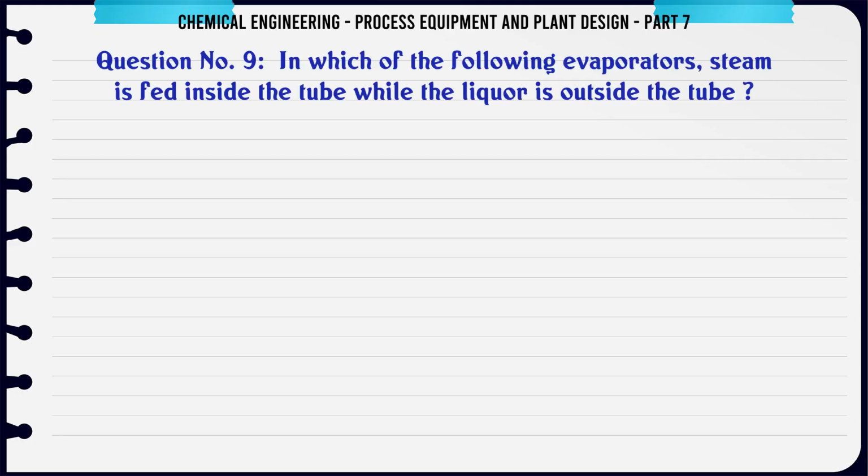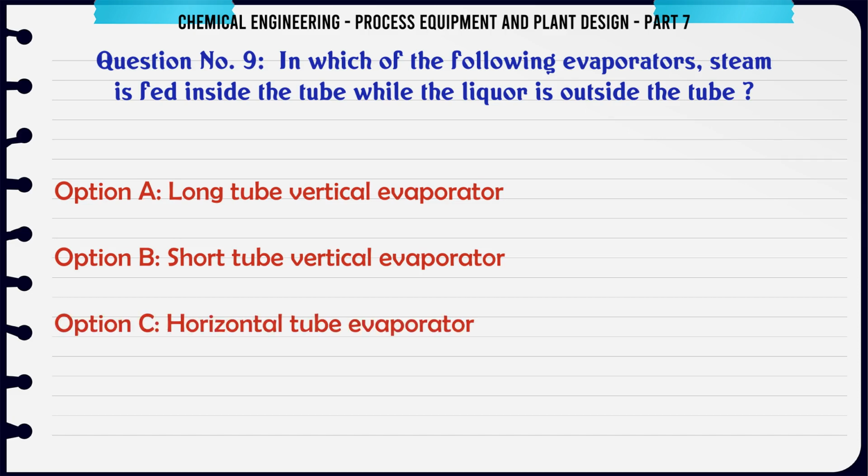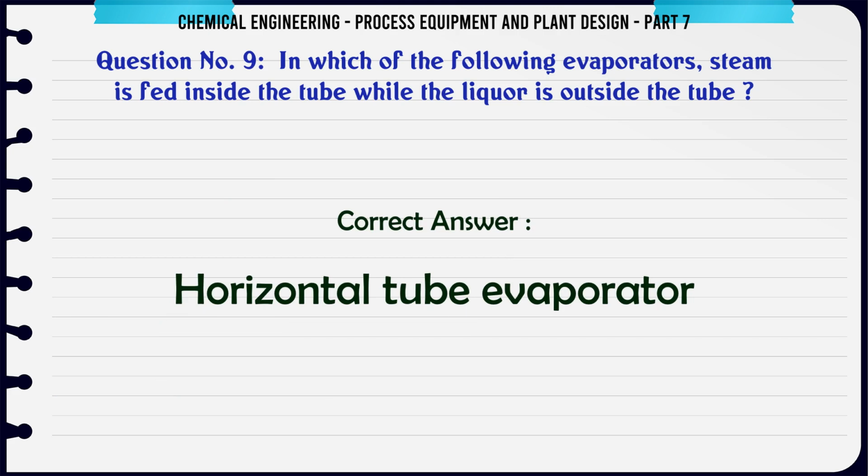In which of the following evaporators is steam fed inside the tube while the liquor is outside the tube? A. Long tube vertical evaporator. B. Short tube vertical evaporator. C. Horizontal tube evaporator. D. None of these. The correct answer is horizontal tube evaporator.